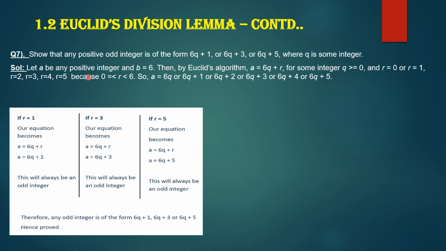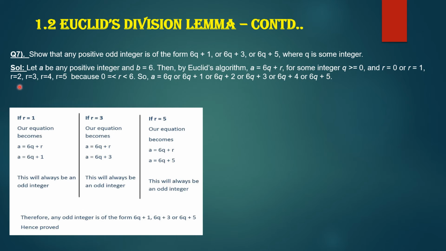We will again follow the same approach of Euclid's algorithm, where a equals 6q plus r. We have considered a as a positive number, we have considered b as 6 over here, and we will go ahead with the values of r. In this case, we got 6 values of r, starting from 0 to 5. And how can we represent a then? a equals 6q plus r, where r is 0, 1, 2, 3, 4, and 5.